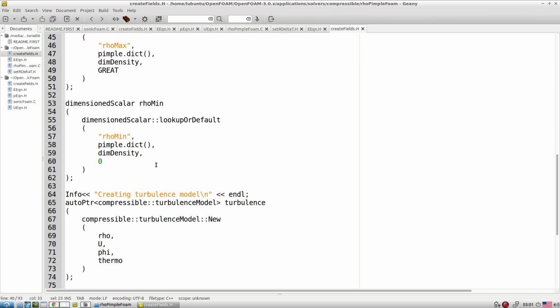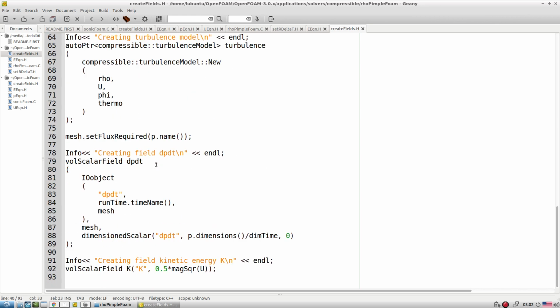Okay, so sometimes if you face difficulty in convergence, then you have to look at this value as well, as far as the convergence is concerned. Then the dp/dt term is required for the energy equation and the kinetic energy. So this is all about the different classes of solvers, either PISO-based or PIMPLE-based.